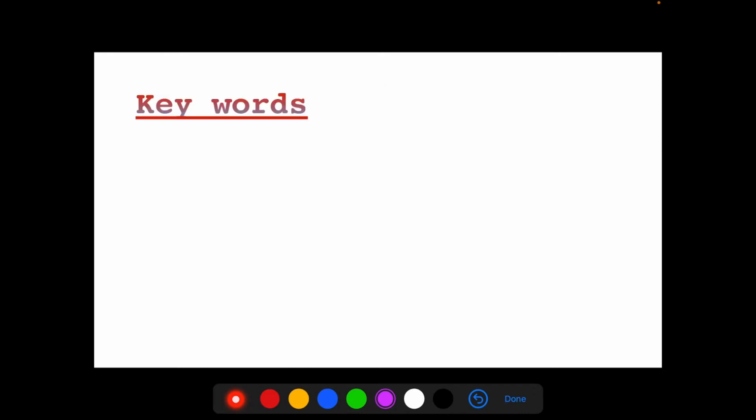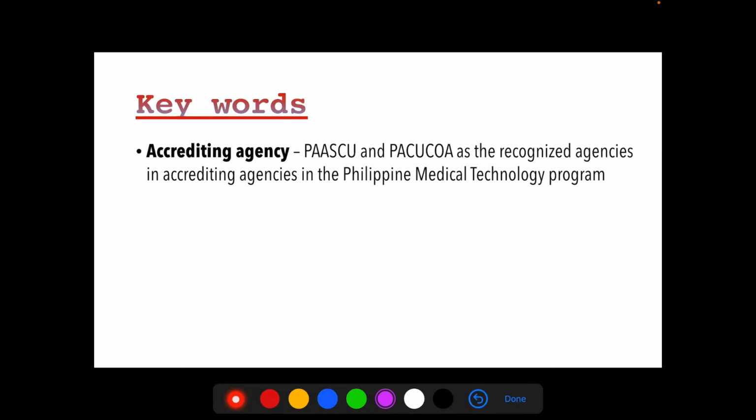So now let's have the different words and also their meaning. Number one, we have the accrediting agency. As you can see, listed in here are the PAASCO and the PACOCOA. These two accrediting agencies are the two major accrediting agencies in the Philippines. I'm referring more particularly to the Philippine Medical Technology Program. PAASCO stands for Philippine Association of Accrediting Schools, Colleges, and Universities. For PACOCOA, we have the Philippine Association of Colleges and Universities Commission on Accreditation.